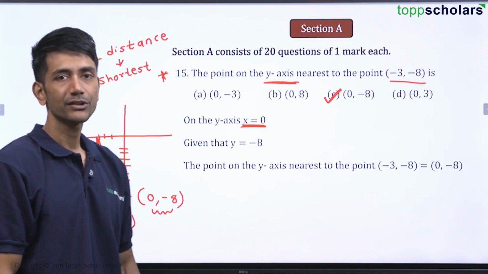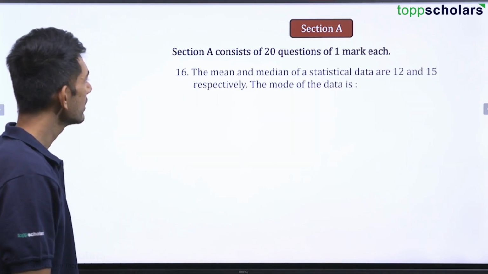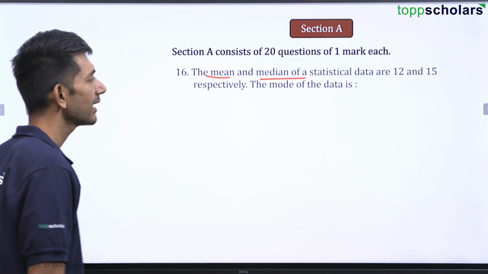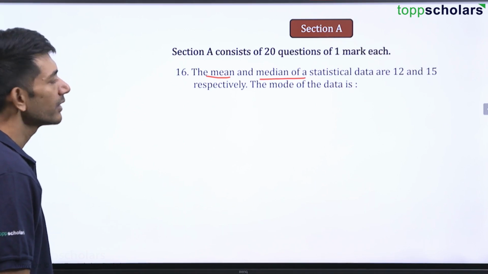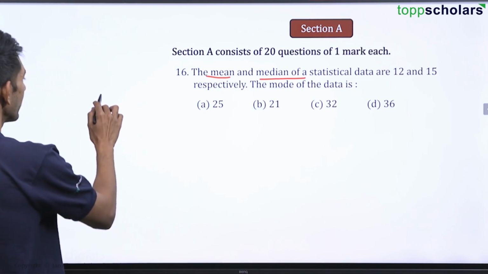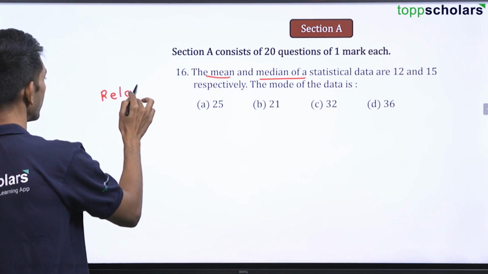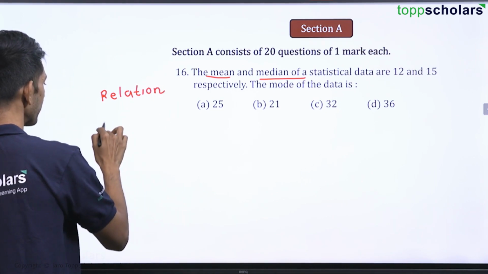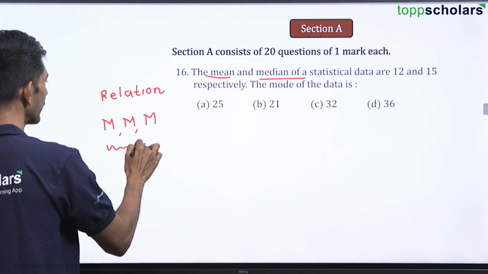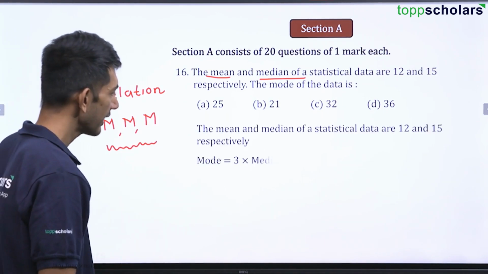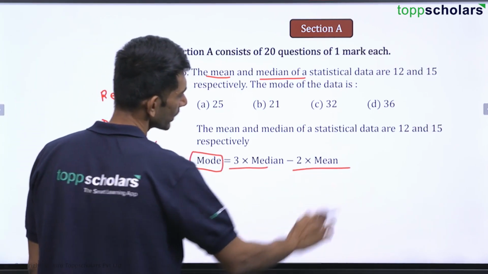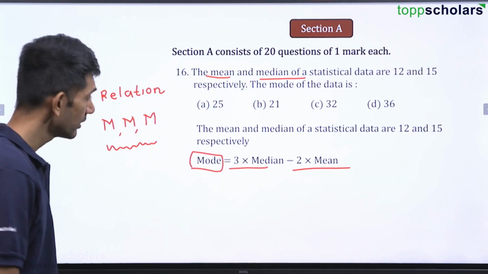Alright, so we are done with 15 questions. Let's move on to the 16th question. It says the mean and median of a statistical data are 12 and 15 respectively. Then what is the mode of the data? Okay. So we need to know the relation, right? What is the relation? Relation between mean, median and mode. We have a formula that gives us the relation between mean, median and mode, and we know that mode is given by 3 times median minus 2 times mean.